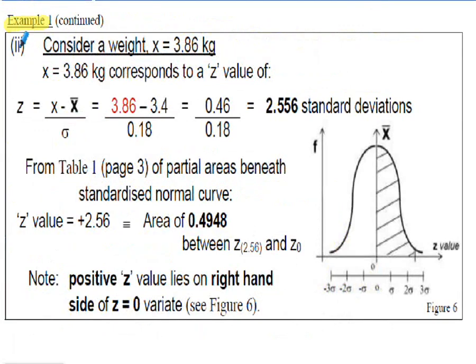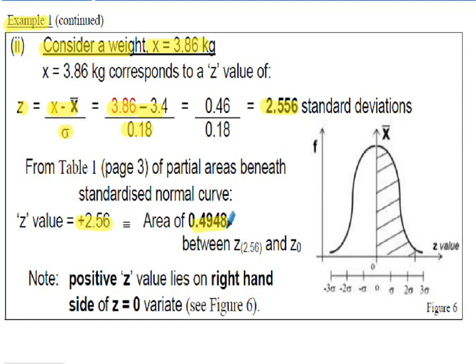Example 1 continued here, this is part 2. Now consider a weight of x equals 3.86 kilograms. So Z, in this case, the variate, will be x take away x bar upon sigma. So now the x is 3.86, take away the x bar, which is 3.4 from the question, divided by the standard deviation of 0.18 in the question. Doing the arithmetic on that, we now find we get a positive value of standard deviations. It's actually 2.5 recurring.